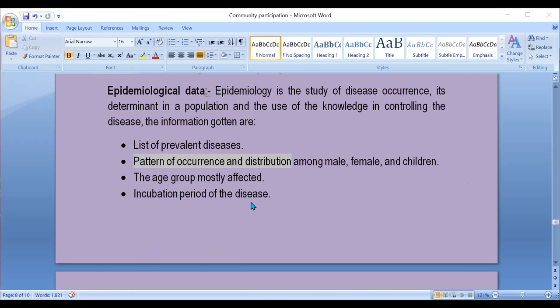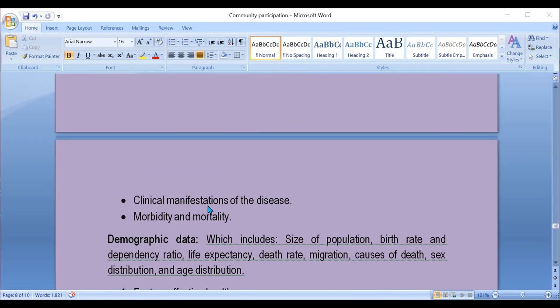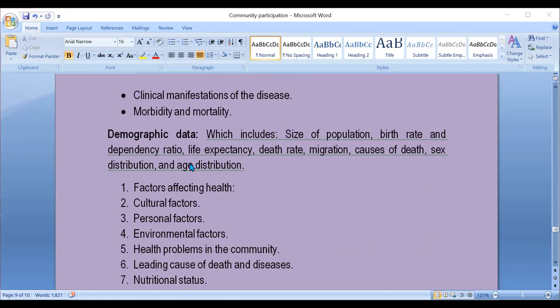Then it also tells the incubation period of the disease. What are the clinical signs and symptoms that this disease presents? Then you're also going to know the morbidity and mortality pattern in that community. The next is demographic data, which includes size of the population, birth rates, dependency ratio, life expectancy, death rate, migration, causes of death, sex distribution, and age distribution. It's going to provide this information to you.